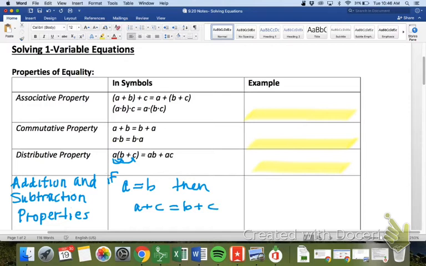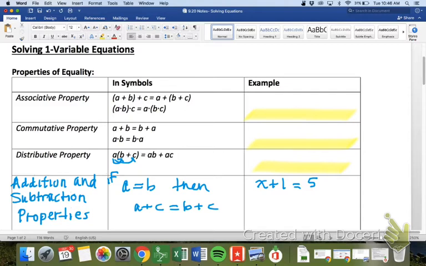Okay, so if we look at an example of this, let's suppose x plus 1 equals 5. That's my initial equation, so my A is x plus 1 and my B is 5. Now, if I think about the solutions to this equation, I could imagine plugging in 4 for x and I get 4 plus 1 equals 5, and that would make this equation true. So a solution here would be 4.